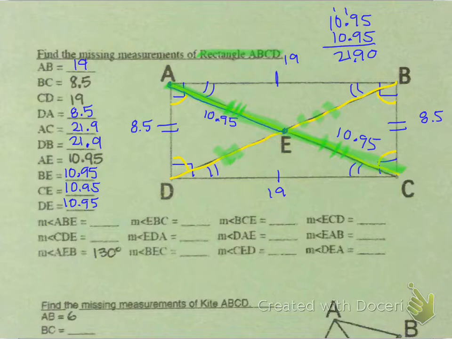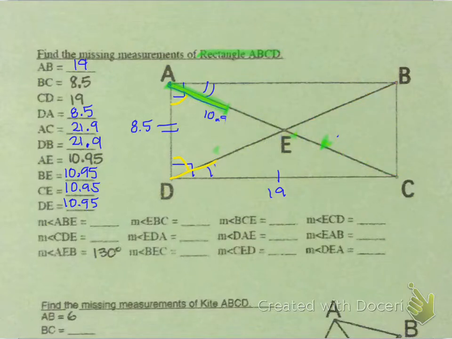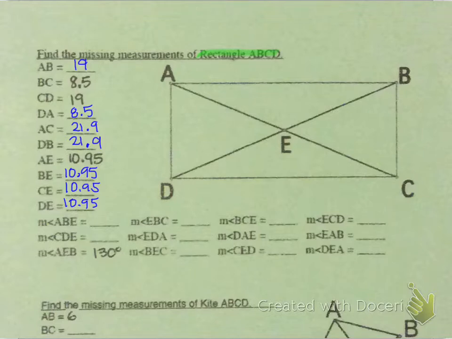I'm going to erase some of this stuff because my diagram's getting kind of crazy, and then I'll redraw anything important that we need. One of the angles that it gave us was angle AEB. That's this angle right here, and that's 130. If I know one angle in the rectangle, I can find all the other angles because there's a bunch of congruency that helps me.